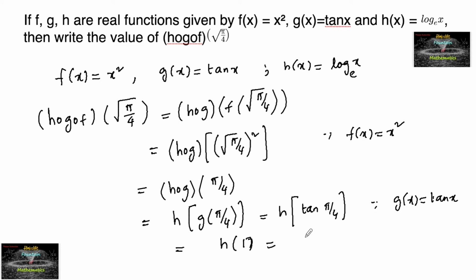Applying in the h of x function, log 1 to the base e, since h of x is equal to log x to the base e. And we know that log 1 to the base e is equal to 0. So we can conclude that h circle g circle f of root of pi by 4, the answer, is 0. Okay, thank you.